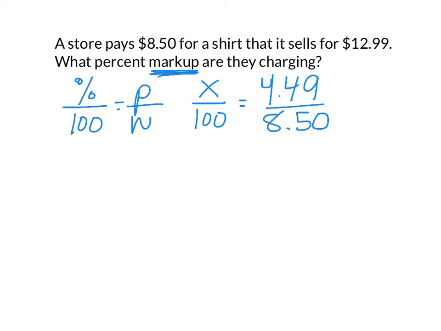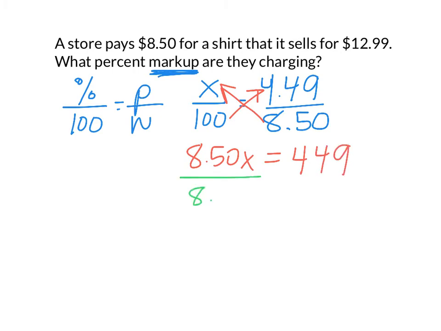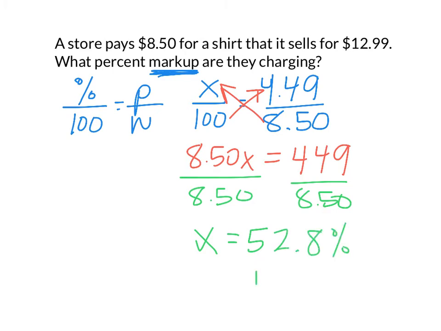So again, we're going to go with cross multiplying. So 850x equals 449. And then we divide both sides by 850 to isolate x. And that equals 52.82. So if we round it, 52.8% markup.